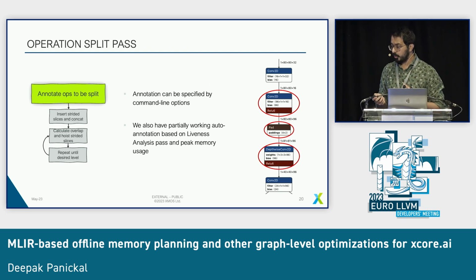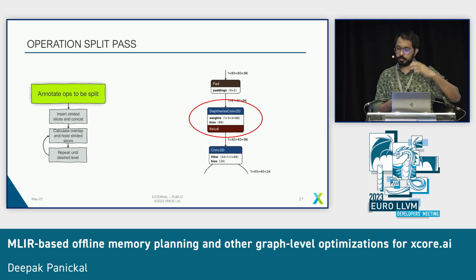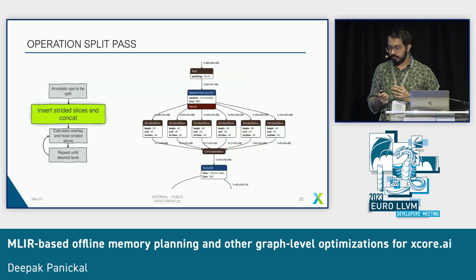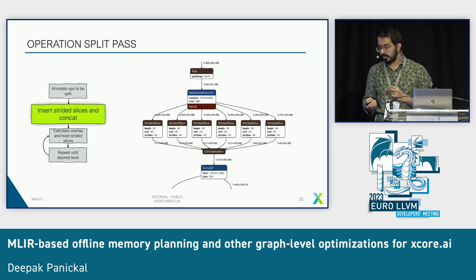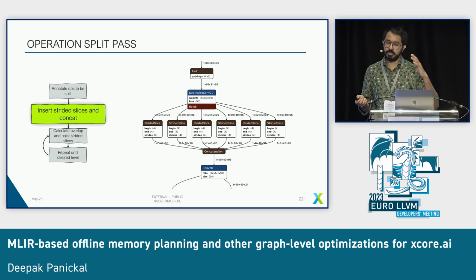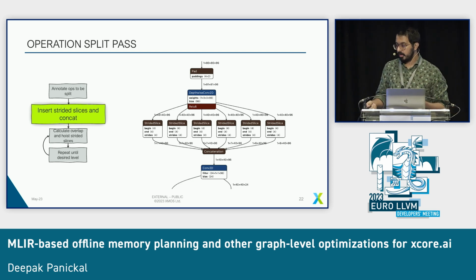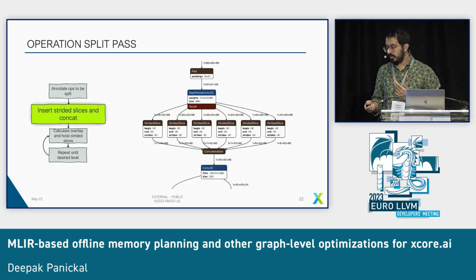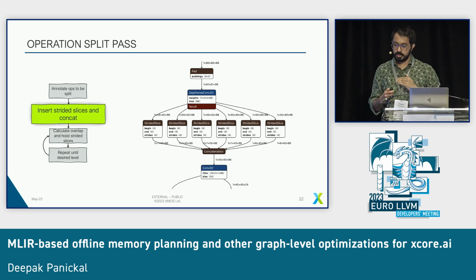The next thing we do, we start at the bottommost operation in the annotated ops. Then after that, we insert strided slices and concatenation. One thing to point out here is that we also decide the number of splits. This is something that we can specify by the command line options. So here we've decided the number of splits as 6. We have now inserted slices and a concat just below the depthwise convolution.